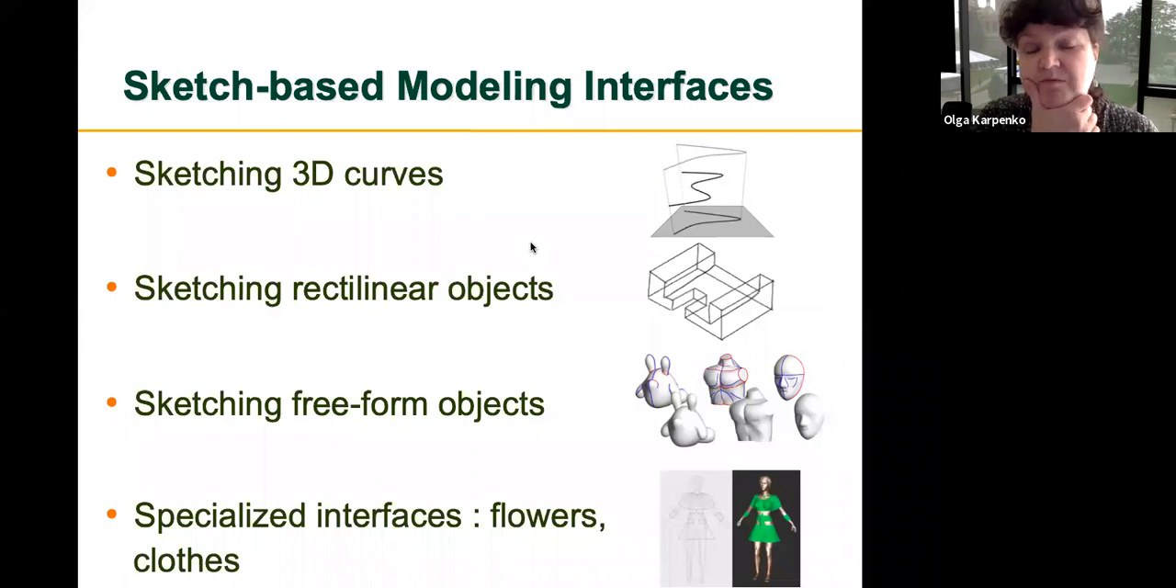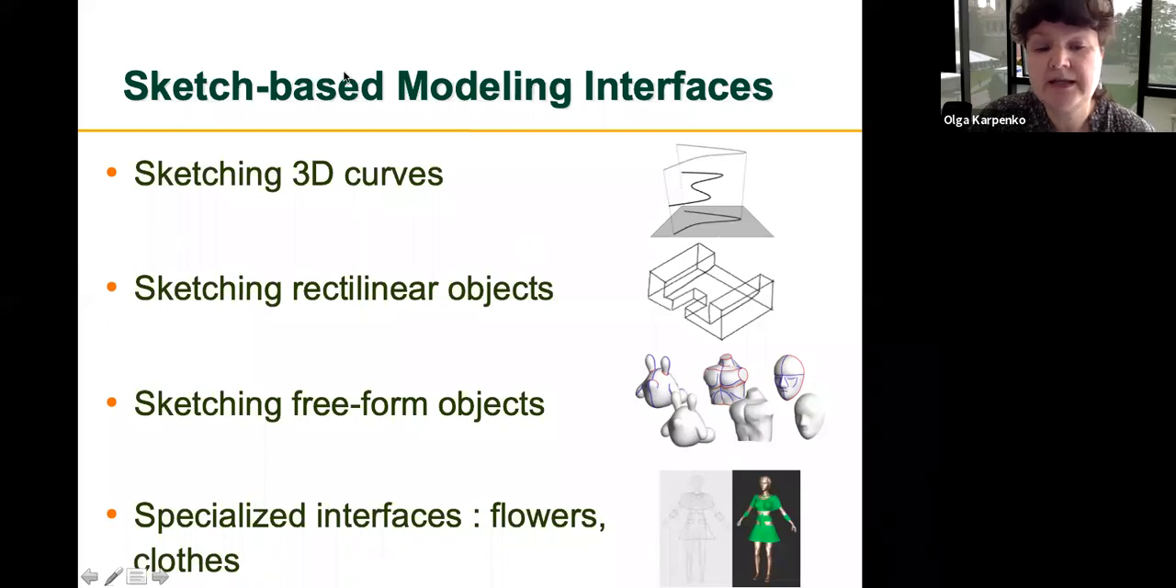And when you talk about sketch-based modeling interfaces, there are actually many different kinds of those interfaces. So people worked on sketching three-dimensional curves. For example, there's interesting work on sketching a shadow of a curve in addition to the curve itself to create a three-dimensional curve. People worked on sketching rectilinear objects, again, like furniture. An example is shown on the right-hand side. So rectilinear shapes, the shapes such that the faces are planar.